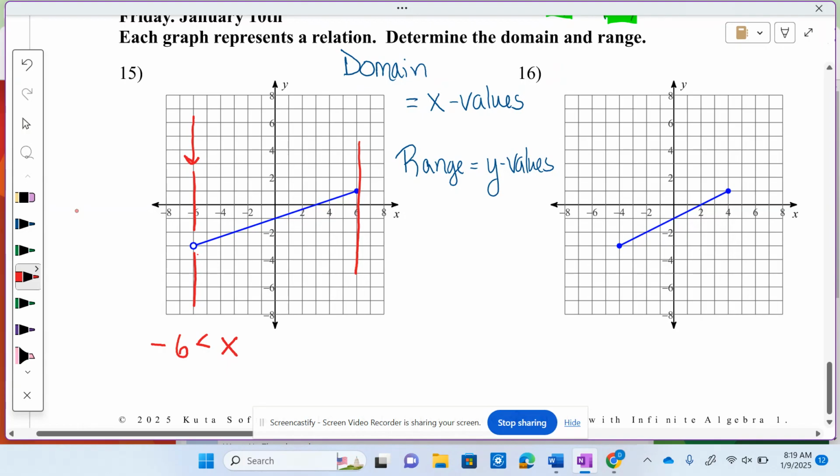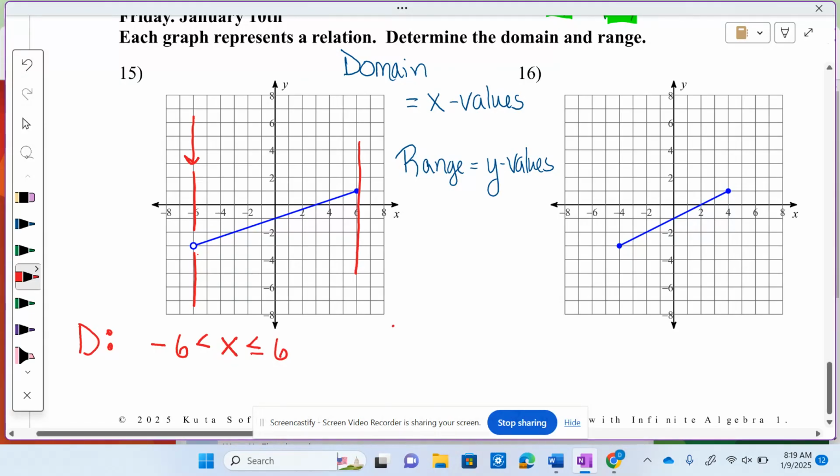And now I want the biggest x value. What's the largest x value on that graph? +6. Is that a closed circle or an open circle? So less than or equal to +6. This is how I can write my domain.